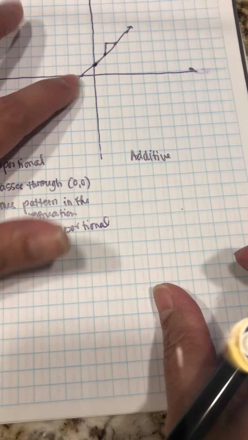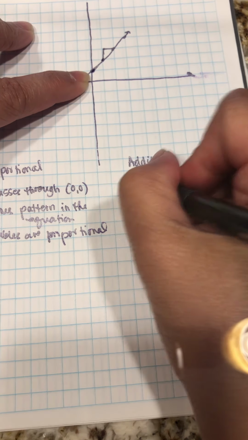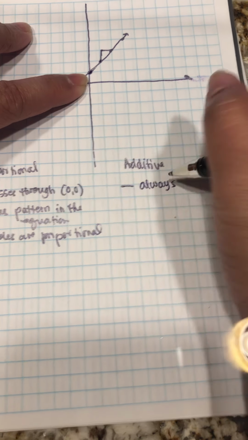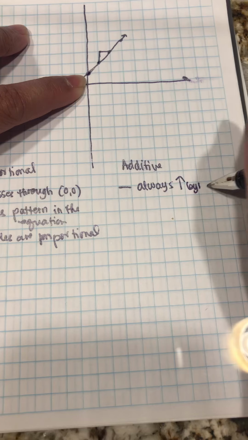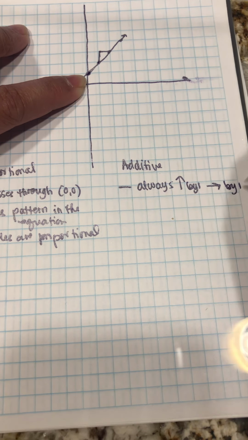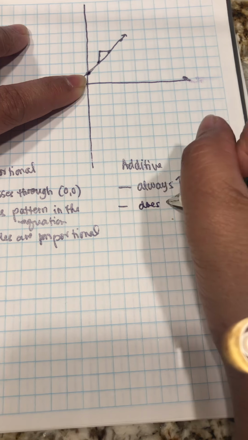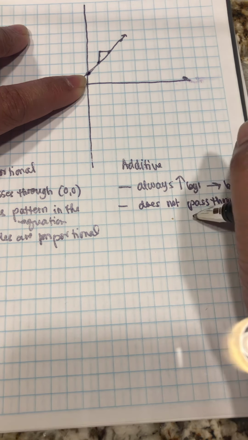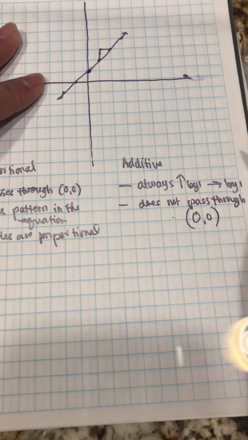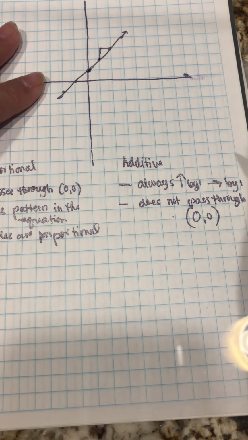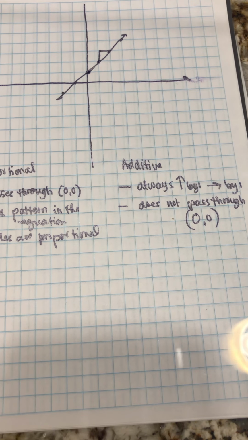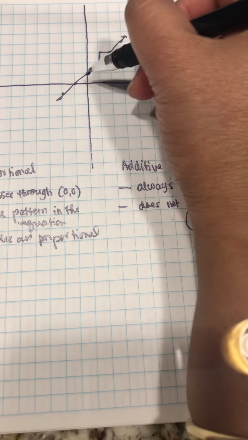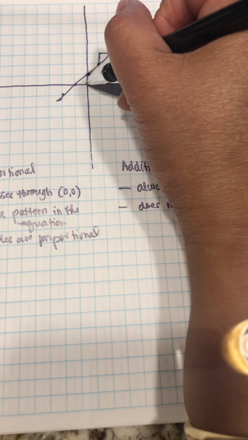All right. Now, when it's additive, what did we notice? Always going up by 1 and going across by 1. Does not pass through 0, 0. All right, so now I think that's it, unless you can add some more observations. Okay, so now I'm going to create this function right here.